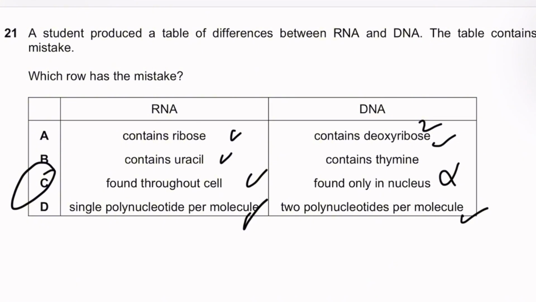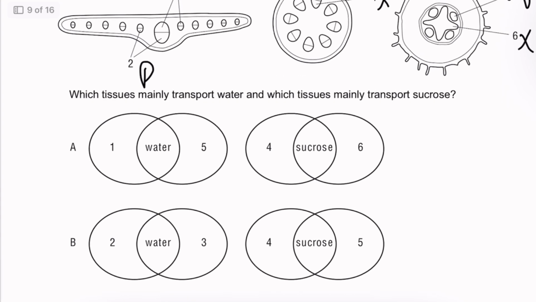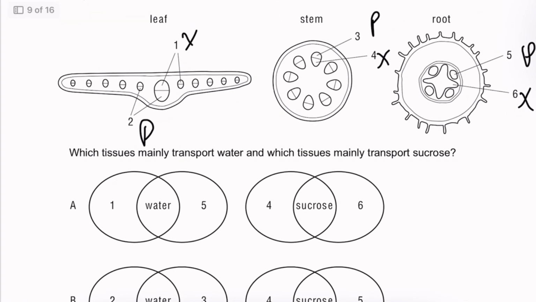The diagram shows a transverse section of parts of a plant with some transport tissues labeled 1 through 6. So you have 1, 2, 3, 4, 5, 6. Now, here, we can label 1 as the phloem, and 2 as the xylem, 3 as the phloem, 4 as the xylem. Let me write X for xylem and P for phloem, and then here we have X and P, and then here we have again X, and this is P. Now it says which tissues mainly transport water and which tissues mainly transport sucrose. Mainly transport water, that will be xylem. Mainly transport sucrose would be phloem.